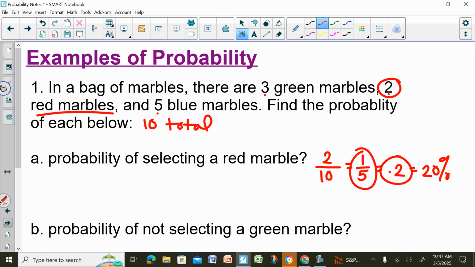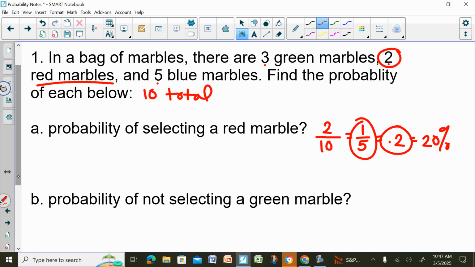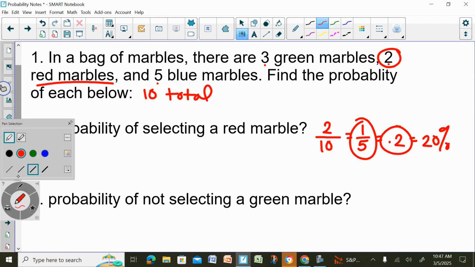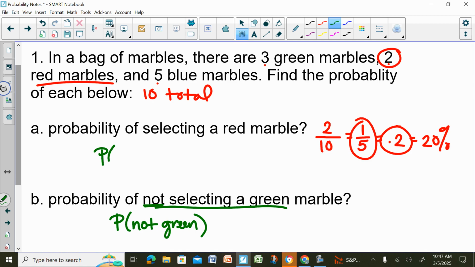Part B, probability of not selecting a green. So your success is not green. When we write this out, by the way, we put a P and then we put not green in our parentheses. We kind of did this a little bit with our counting techniques. Up here, this would be probability of red. If there's multiple things, we put a comma between them. So the probability of not green means everybody but green. So that would be the 2 red and the 5 blue. So 2 red and 5 blue makes 7 out of the 10 marbles.